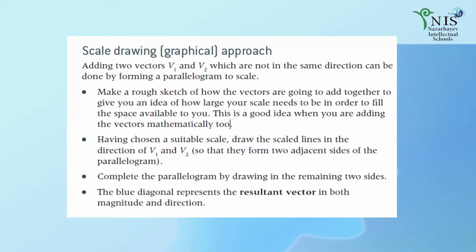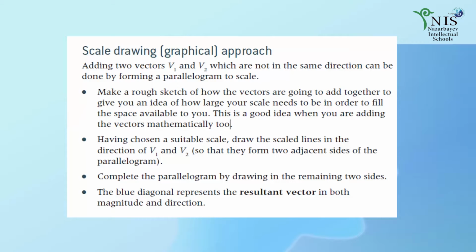Another approach is scale drawing, a graphical approach. How do you add two vectors that are given, B1 and B2? Adding two vectors B1 and B2 which are not in the same direction can be done by forming a parallelogram to scale. Make a rough sketch of how the vectors are going to add together to give you an idea how large your scale needs to be in order to fill the space available to you. This is a good idea when you are adding the vectors mathematically too.